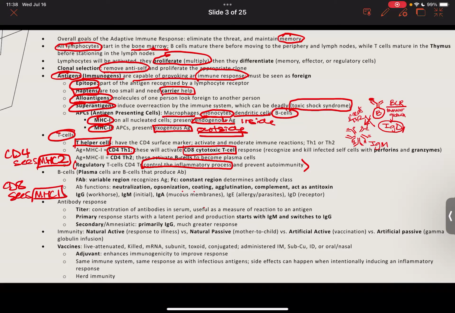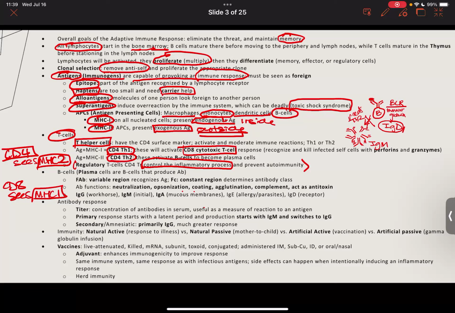So if you are a CD4 Th1, you have CD4. You never have both. So if you're a CD4 Th1, you see MHC2. But you're going to send signals to your CD8 cells. The CD8 sees the MHC1 for the inside stuff, but it can't do anything until it gets the signal from the Th1 cell. All right.